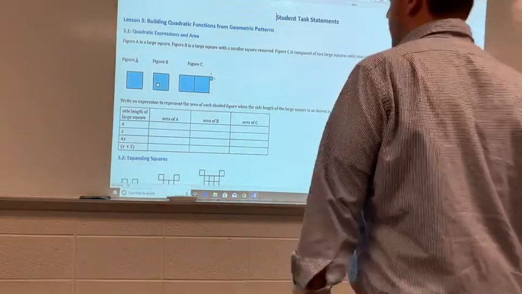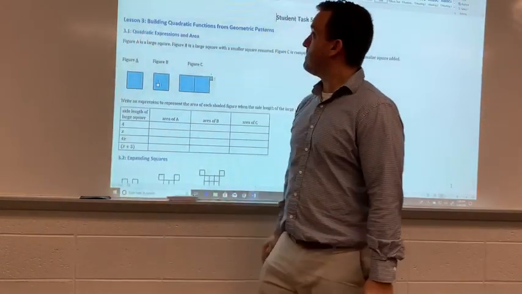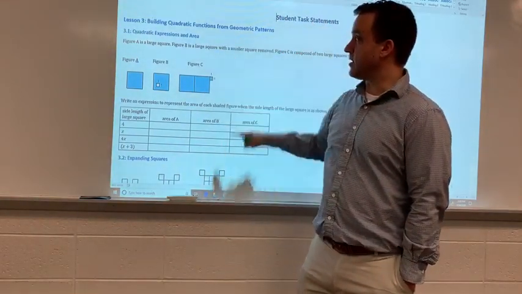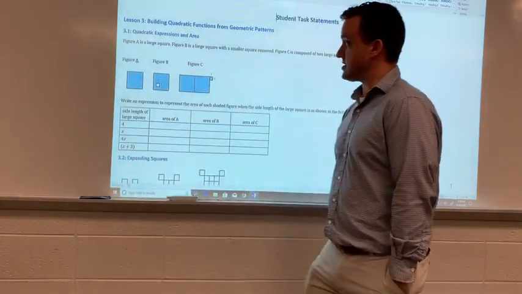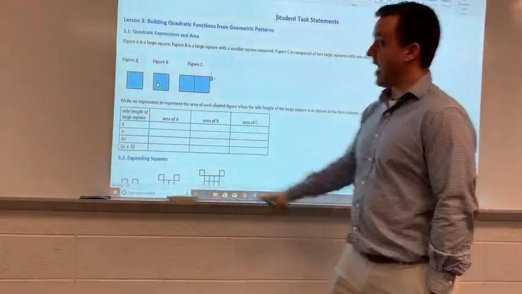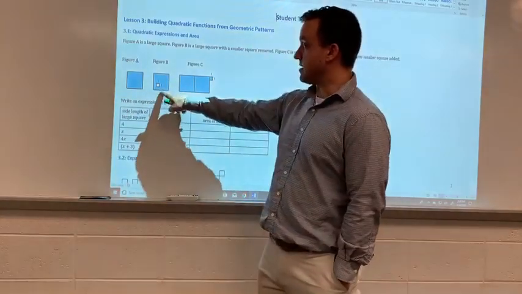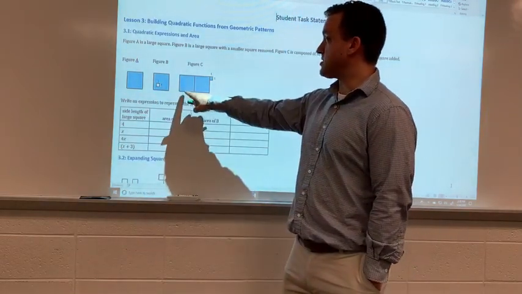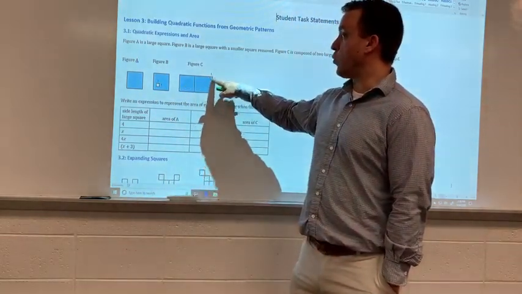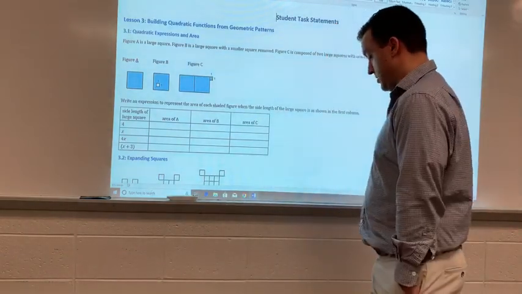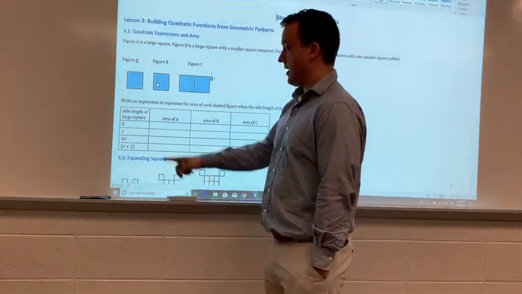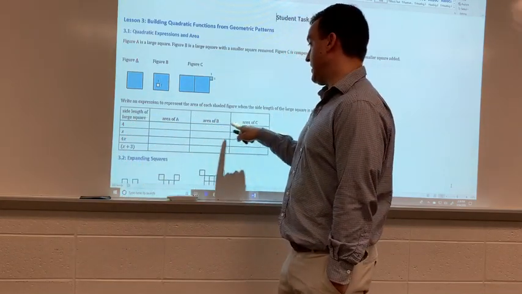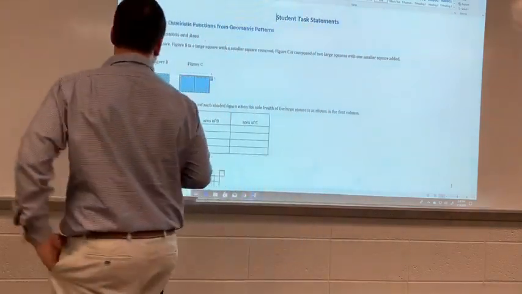Okay, ladies and gentlemen, this is Unit 4, Lesson 3, Building Quadratic Functions from Geometric Patterns. So we're going to start off here with looking at quadratic expressions and area. Figure A is a large square, figure B is a large square with a 1 by 1 square removed, and figure C is two large squares with a 1 by 1 square added. What we're asked to do is figure out the expressions for the area of A, B, and C if the side lengths were 4.